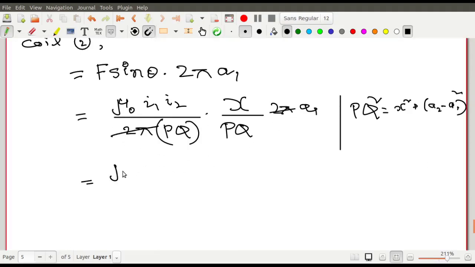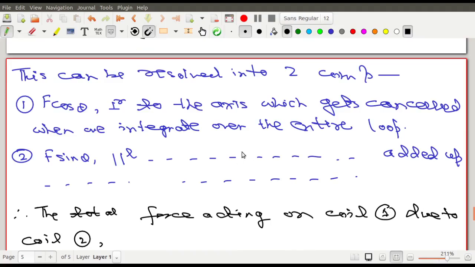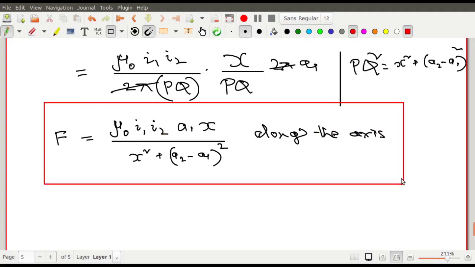So 2 pi and 2 pi get cancelled, so mu 0 i1 i2 a1 x divided by pq square, where pq square is x square plus a2 minus a1 whole square. So I think that this is the expression for the force acting on coil 2 due to coil 1, the total force. And what is the direction? This direction is along the axis. Why along the axis? Because the component along the axis is present and the other component is cancelled. Cosine theta gets cancelled and sin theta survives, which is parallel to the axis. So since the parallel component is present, the force acting on coil 1 due to coil 2 is along the axis. So this is the expression that we get in this particular treatment.